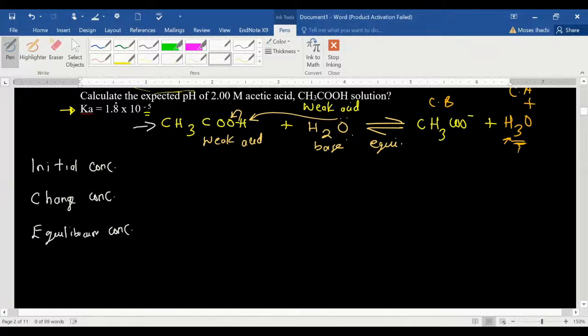So we are told that we have 2 molar acetic acid. So in the beginning, we have a concentration of 2 molar of acetic acid.